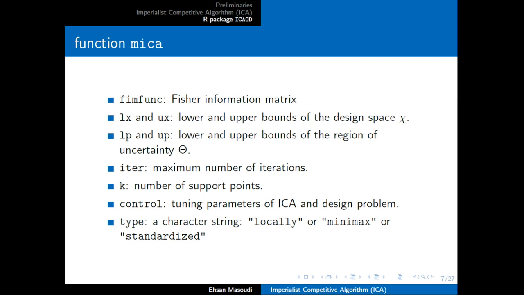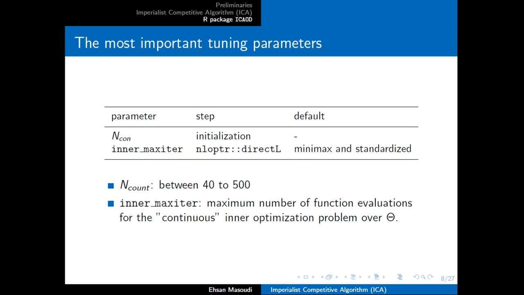I also have some tuning parameters, some of which are for the optimization algorithm itself, and some of which come from the design problem. The most important tuning parameters here are the number of countries, and also the inner one for the maximum over the parameter, which goes to the nloptr DIRECT-L to find the maximum over the parameter. So maybe I should explain a little bit about the imperialist competitive algorithm.